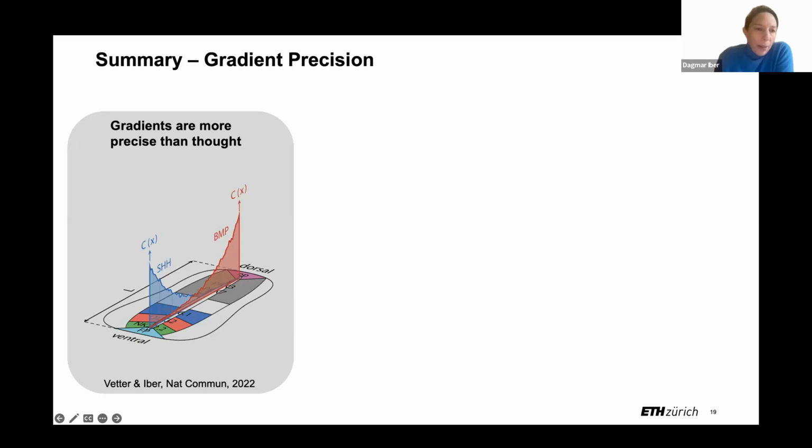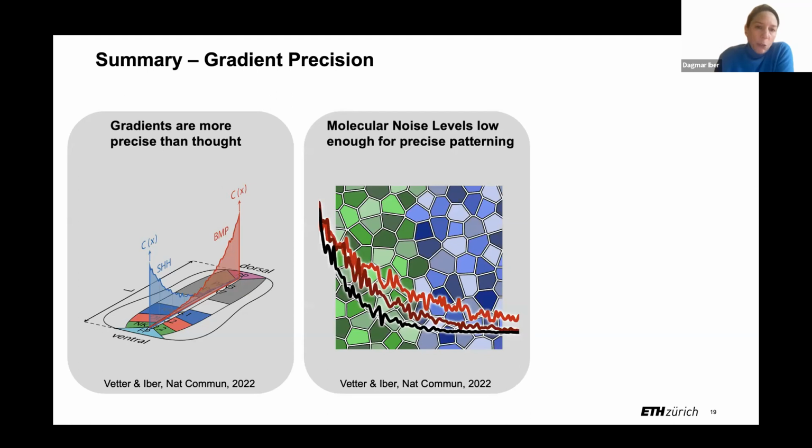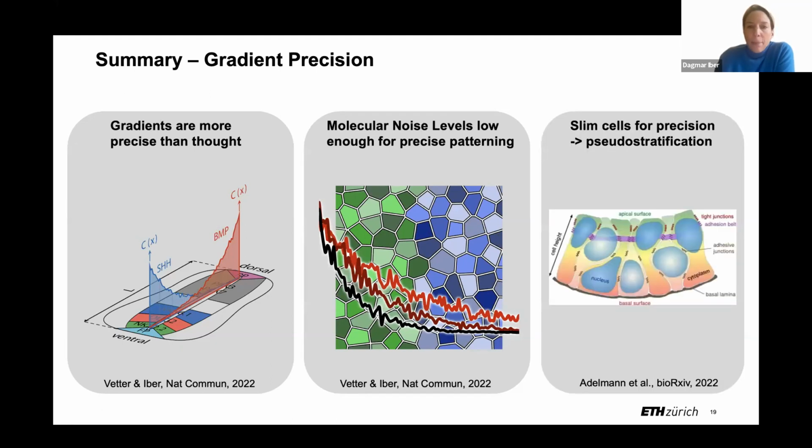So to sum up, we believe that gradients are a lot more precise than people previously thought. The molecular noise levels are clearly low enough for precise patterning, means with a single cell resolution. And slim cells are important for that precision. And so the prediction we have, one would need to test this experimentally, is that if you make the cells wider, if you break the pseudostratification, you wouldn't have as precise patterning.